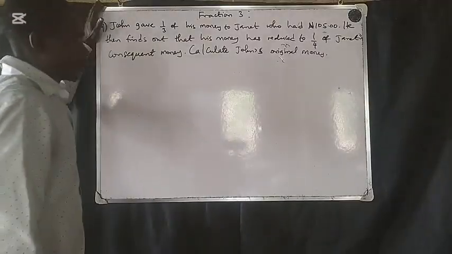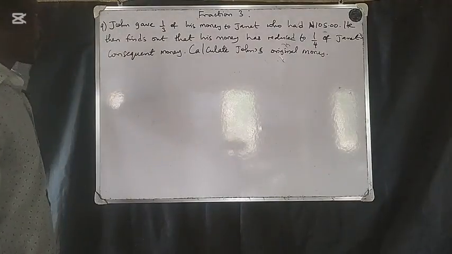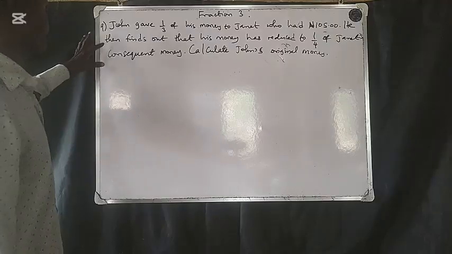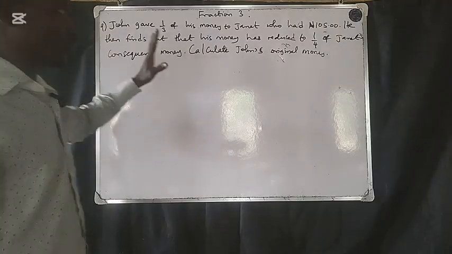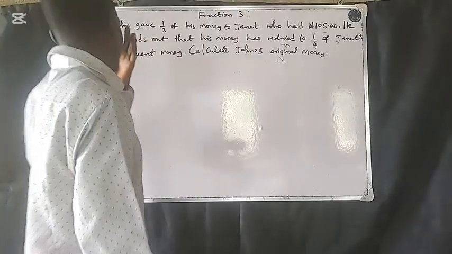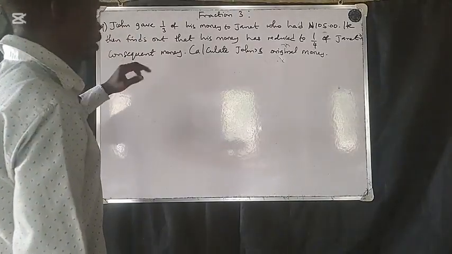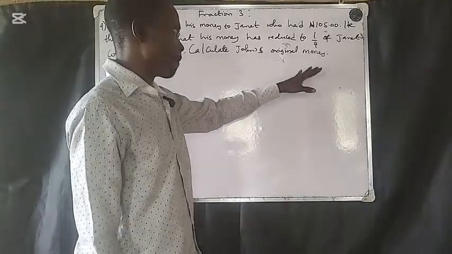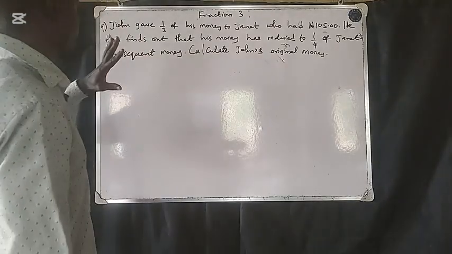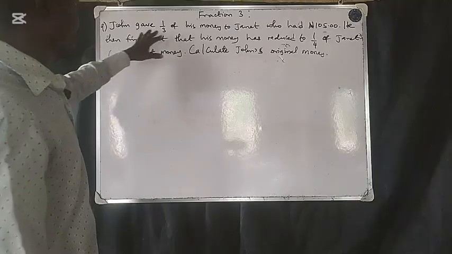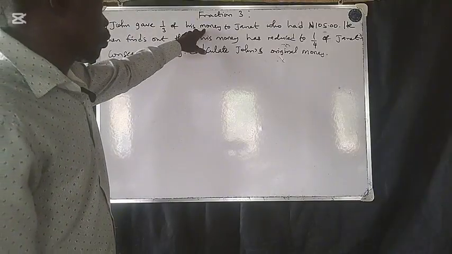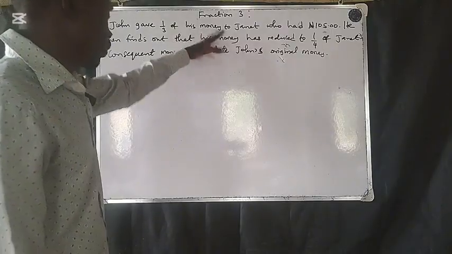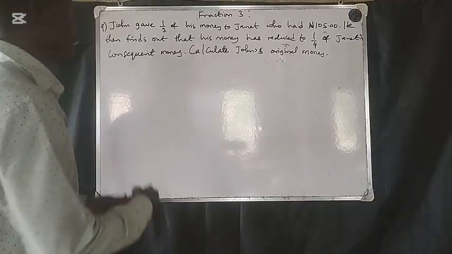So question 9 is on the board. John gave 1/3 of his money to Janet, who had 1/5. He then finds out that his money has reduced to 1/4 of Janet's consequent money. Calculate John's original money. So John gave 1/3 of his money. His original money is not mentioned.